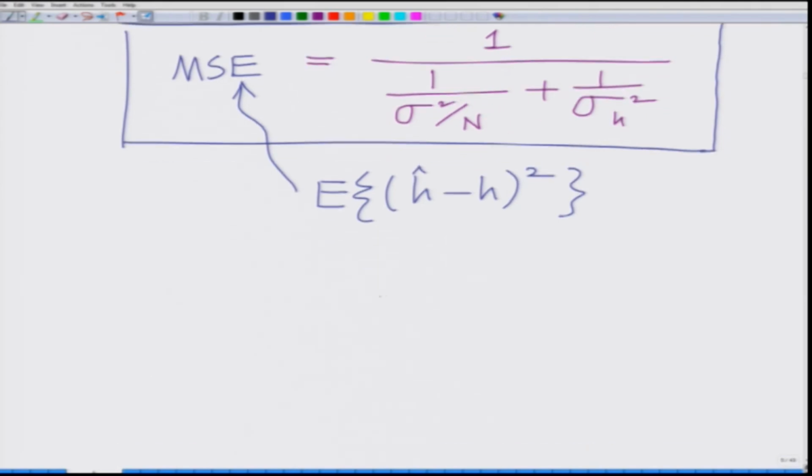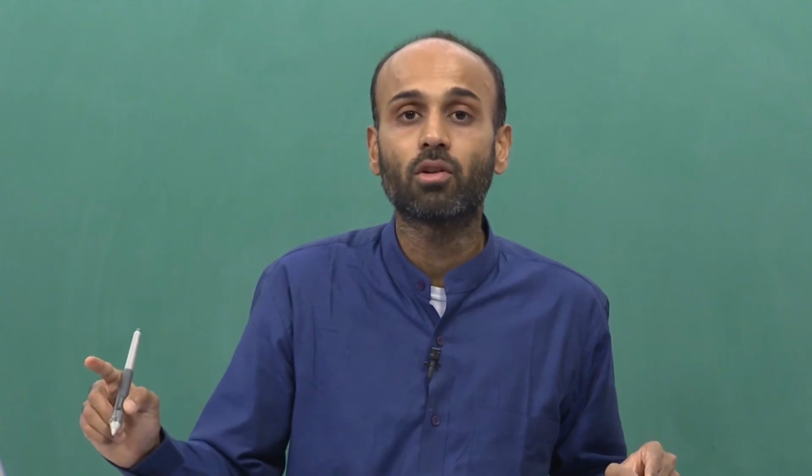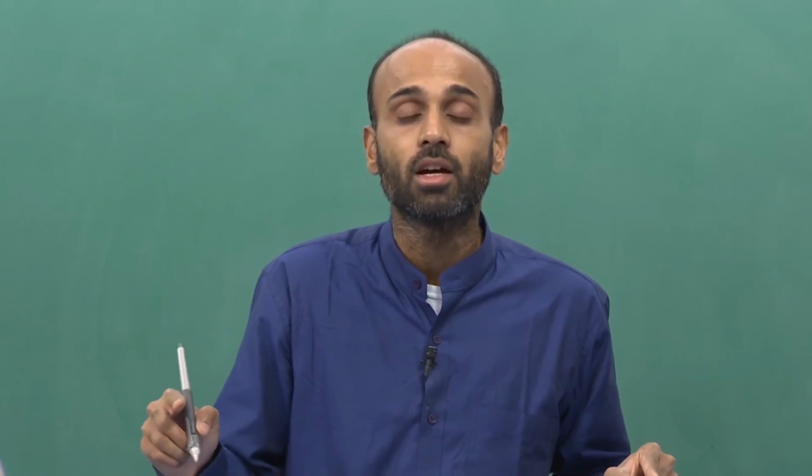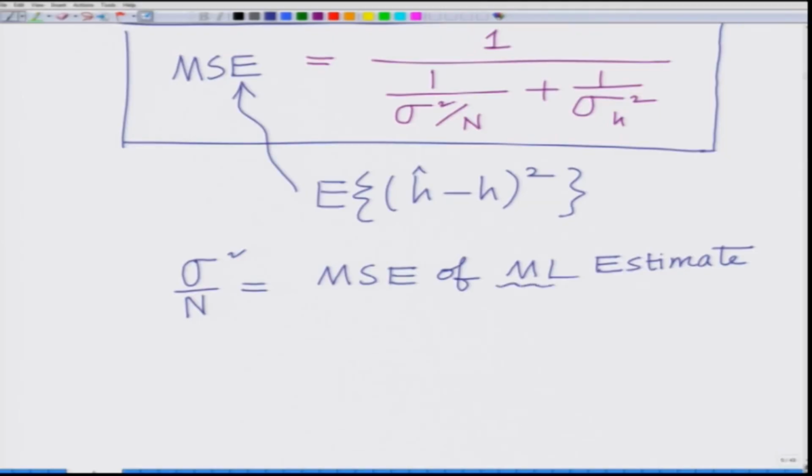And now we have an interesting interpretation of this. Look at this quantity again. You can recall that this quantity, sigma square divided by n, is the mean squared error of the ML estimate. We have seen that already during the estimation in the wireless sensor network: if there are n measurements and sigma square is the variance of the additive white Gaussian noise, then sigma square over n is the MSE of the ML estimate, where ML stands for maximum likelihood.